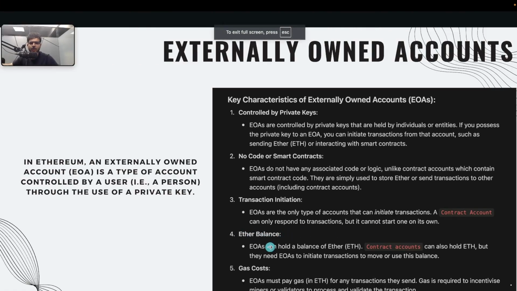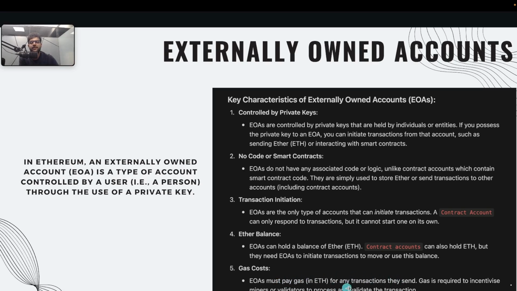Ether balance. EOAs can hold some balance of Ethereum. You saw I had 10 Ethereum or something in that account. And lastly, gas cost. EOAs must pay gas for any transaction they send. Whenever you are sending a transaction to the Ethereum blockchain or even in Solana, you pay some extra amount of Ethereum as gas. I told you a while back, you can also tip the miners a little bit. Here is the gas, and here is a small tip for you guys. Please execute my transaction first.